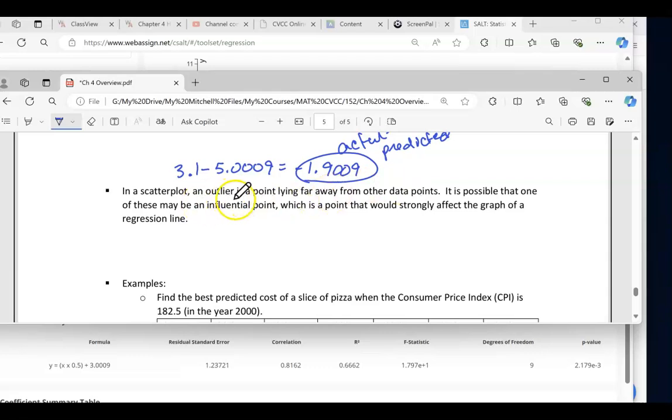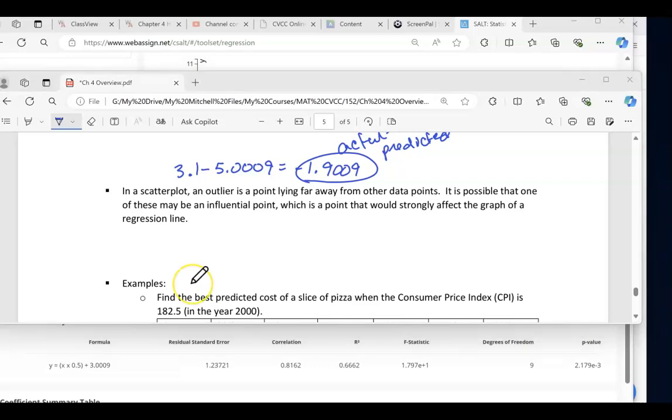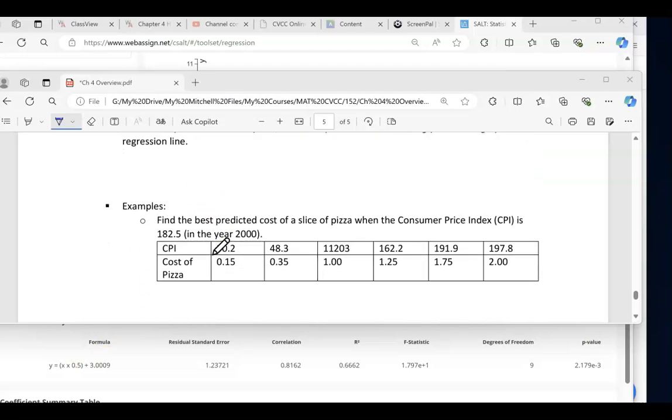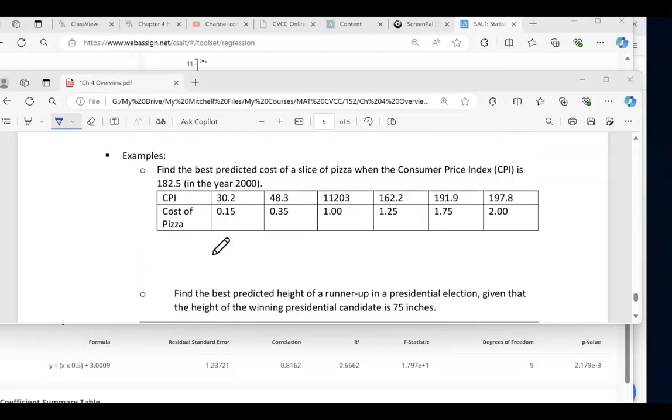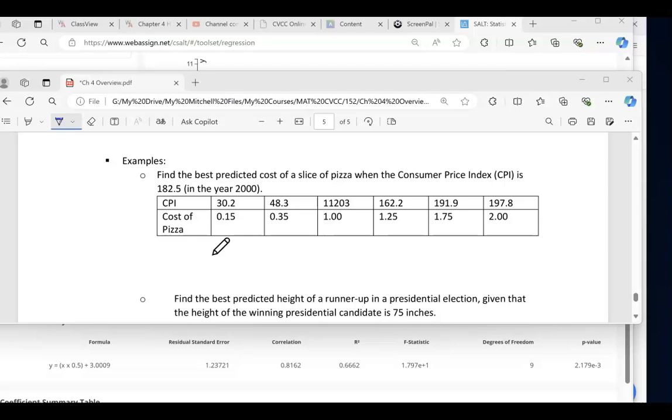In a scatter plot, an outlier is a point lying far away from other data points. It's possible that one of these may be an influential point, which is going to really affect that graph and regression line. So let's do one more example. Let's take this data and let's plug it in and find that predicted value.